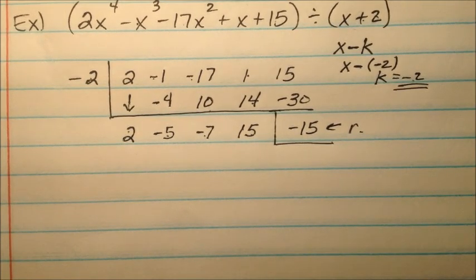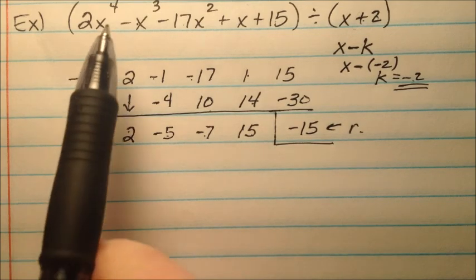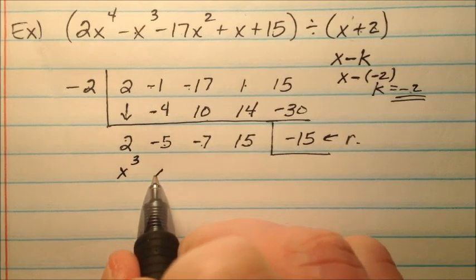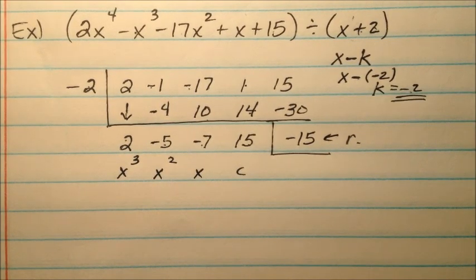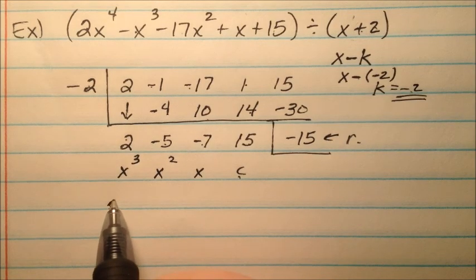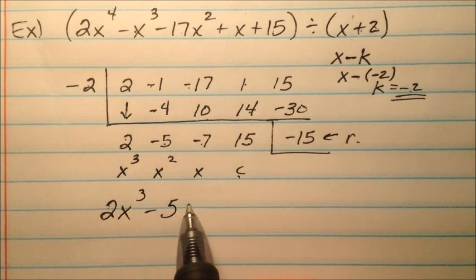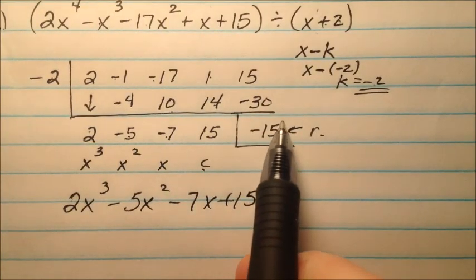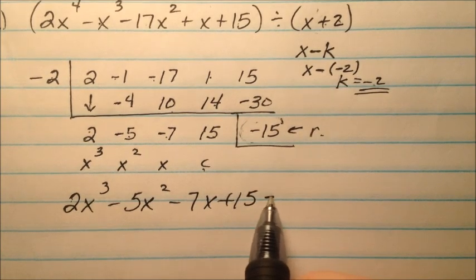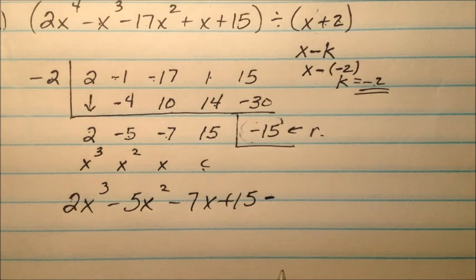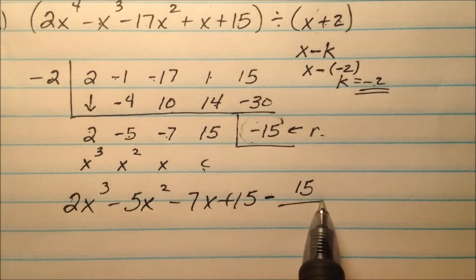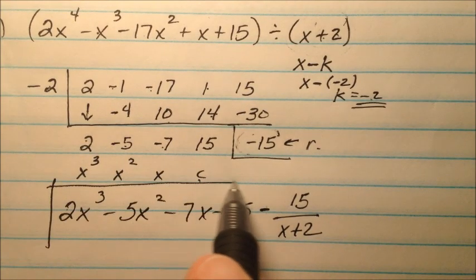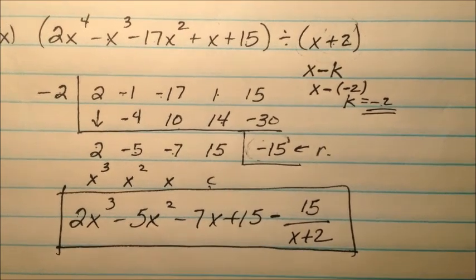Okay, so the last time we had degree 4 divided by degree 1, so 4 minus 1 will cause this to be a cubic term right there. So I'll put the rest of my terms, and that guy is constant. So it'll be 2x cubed minus 5x squared minus 7x plus 15. Well, how do we deal with this? Since he's negative, I'm going to put a minus. If he was positive, I'd put a plus. And it'll be 15 over my divisor here, so x plus 2. So now here's the answer for this polynomial division problem.